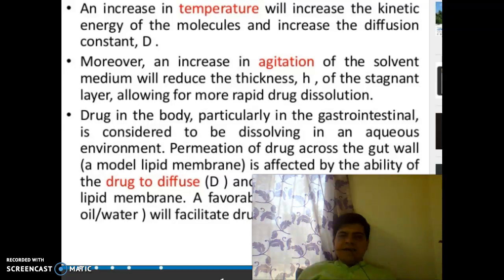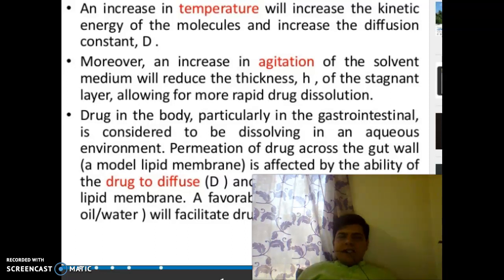So an increase in the temperature will increase the kinetic energy of the molecules, and it will increase the diffusion constant, that is D. Okay, so the diffusion constant is the constant which has been mentioned in all the equations. Then moreover, an increase in the agitation of the solvent, that is the medium, will reduce the thickness, that is h, of the stagnant layer, allowing for more rapid drug dissolution.